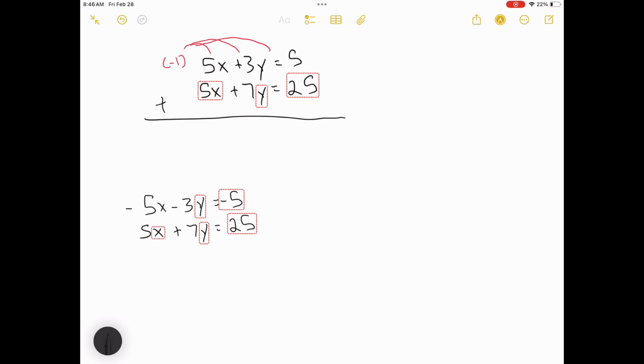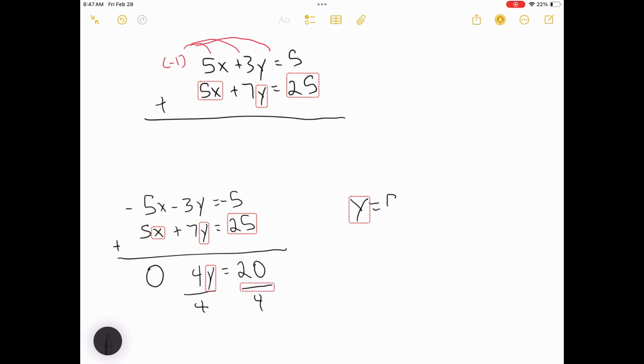Okay, when I go ahead and add these together, what I'm going to be given is these are going to cancel out. That was my whole point of doing this. Then I'm going to have 4y here, and this is going to be 20. Divide by 4, divide by 4. I'm going to get y equals 5.